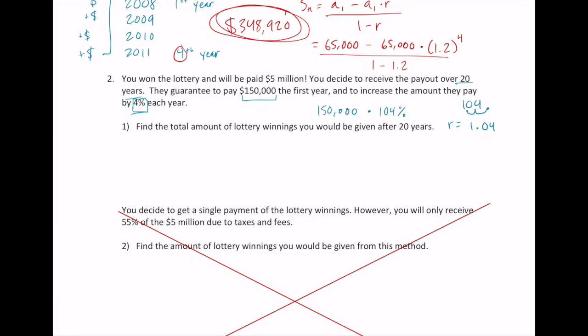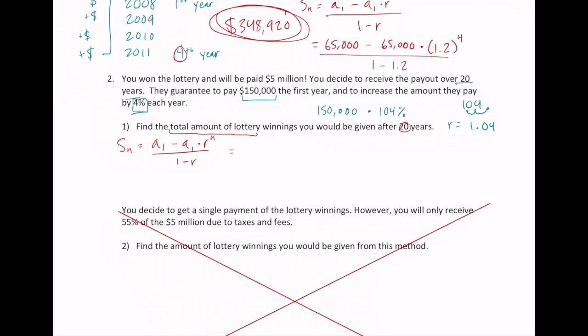So same process here. We're going to end up using the same formula for a geometric series. And that's because I want to find the total amount of lottery winnings. Whatever I get every year, I want to add that all up to find the amount of money I would have after 20 years.